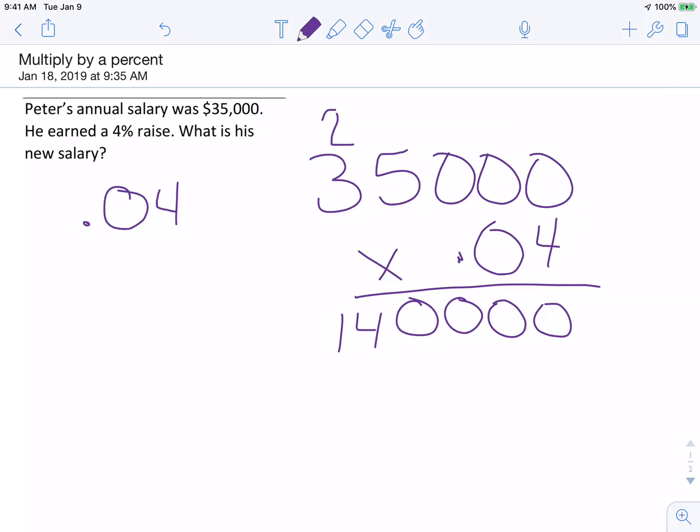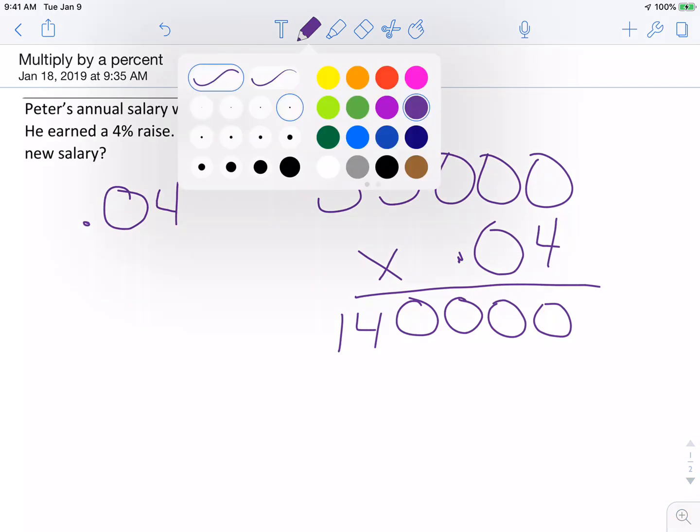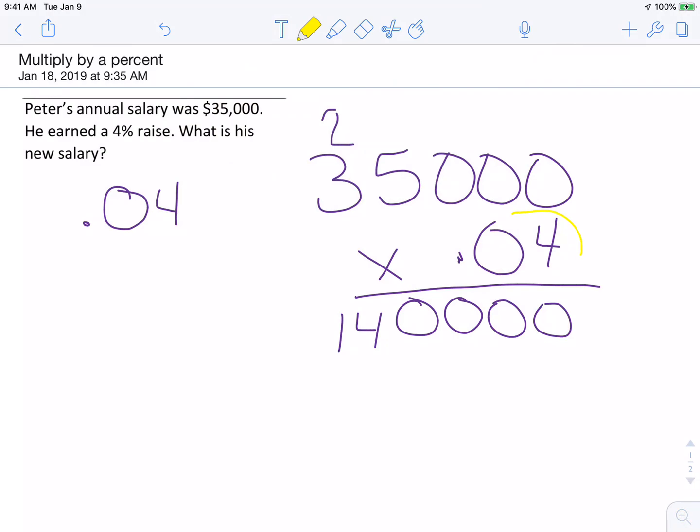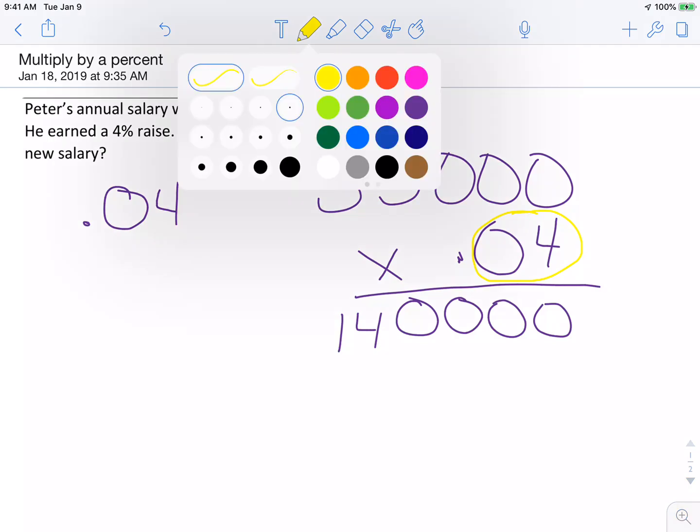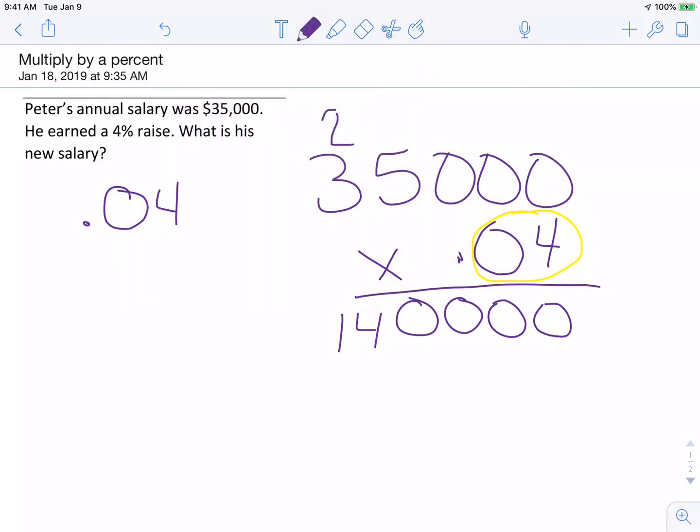Now, when I multiply by a decimal, I look at how many numbers I have behind decimals in my problem. And in this case, I have 2 numbers behind a decimal. That means my answer is going to have two numbers behind a decimal. So I'm going to go in and I'm going to count 1, 2. And I'm going to put my decimal right there. Multiplying by decimals is very, very easy because all you have to do is look in your problem. How many numbers behind a decimal? That's how many numbers are behind a decimal in your answer. So my answer is $1,400.